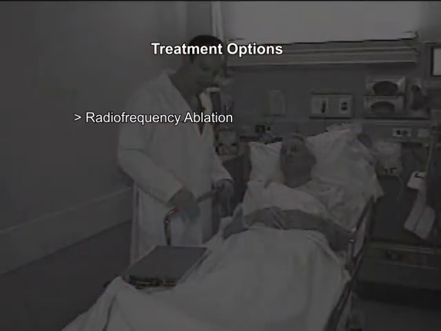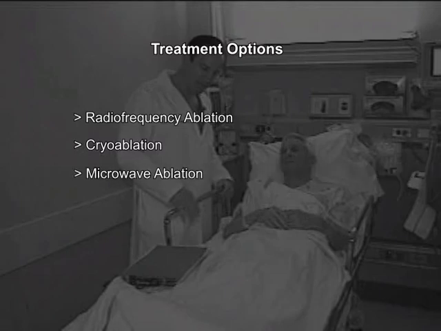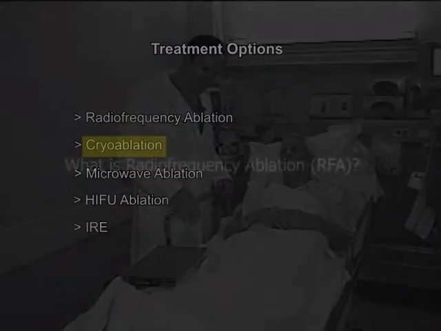Two common ways to treat them are RF ablation, also known as radiofrequency ablation, and cryoablation. There are other modalities that are relatively newer, such as microwave ablation, HIFU, and IRE, but the two mainstay therapies that we have abundant literature on are RF ablation and cryoablation.